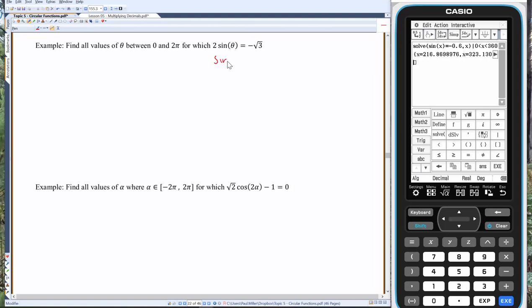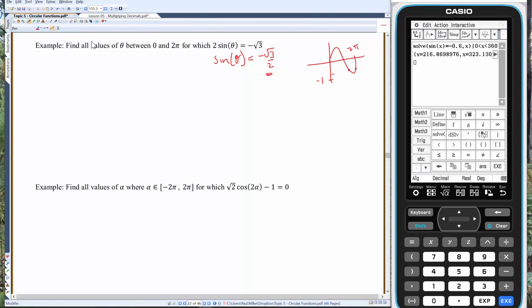Right, so what I'm going to do is just transpose this function: sine theta equals negative root 3 on 2. Once I've got this, I'm just looking for when my bog standard regular sine theta function is equal to negative root 3 on 2. So let's say that's this value here, which means I'm going to get two solutions, and the solutions are going to be late. Here's 2 pi, so it's going to be after pi. That's what I know is going to happen.